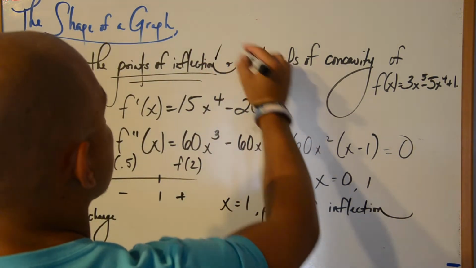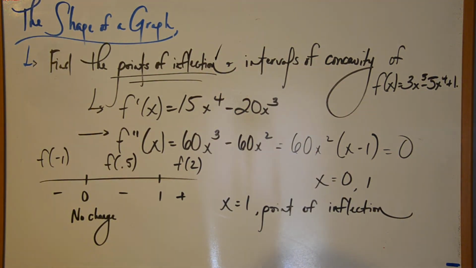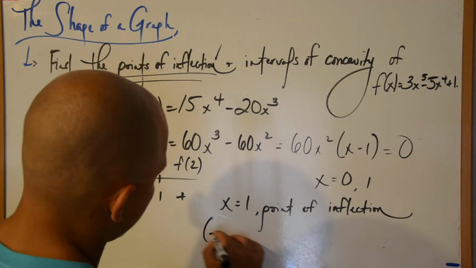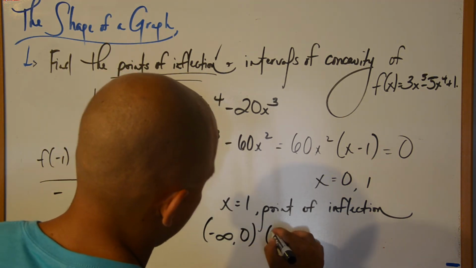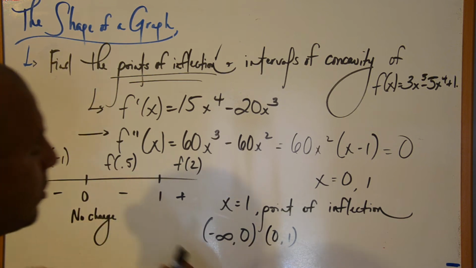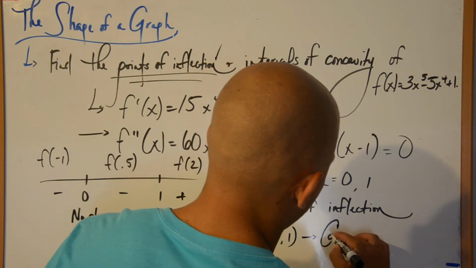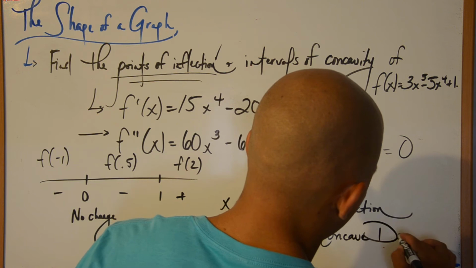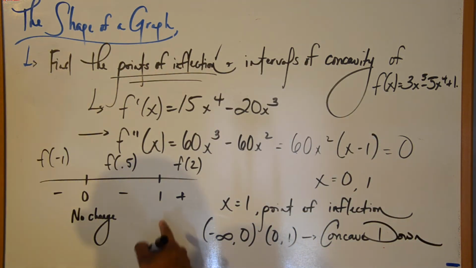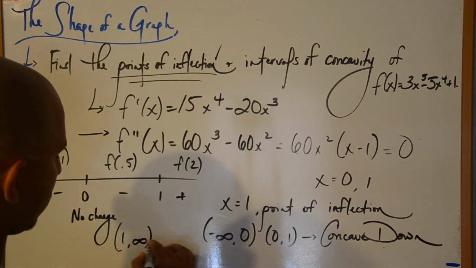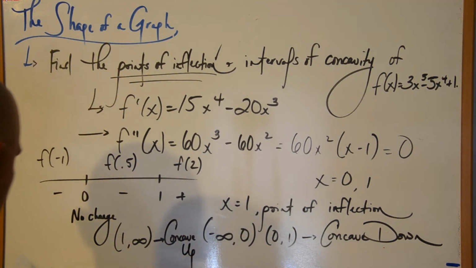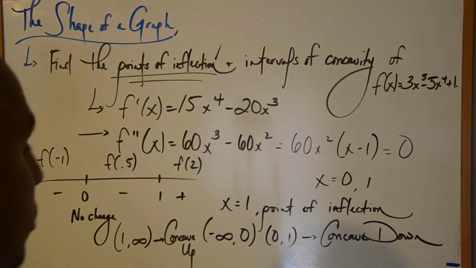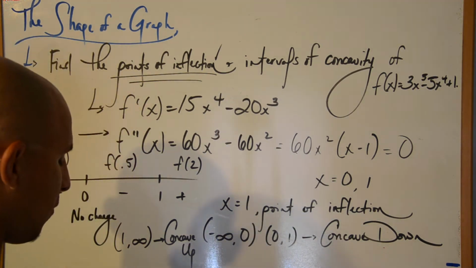But, so we got this. We have our intervals of concavity, which we can see from negative infinity to 0 and 0 to 1. Our function will be concave down. And from 1 to infinity, our function will be concave up. So nothing really too different than what we've already been doing with first derivatives.